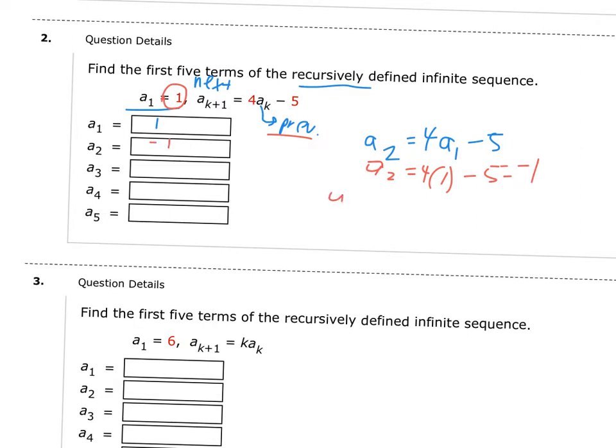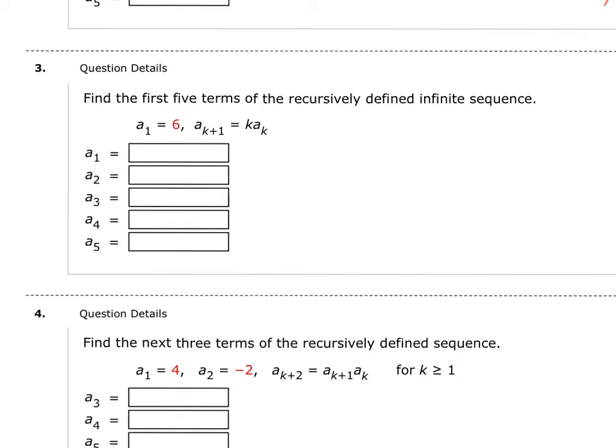So then for a sub 3, same idea. I'm going to do 4 times the previous term minus 5, but now my previous term is negative 1. So negative 4 minus 5 is negative 9. So that'll be my a sub 3. And that pattern is just going to continue. Just every time do 4 times your previous term, whatever it was, minus 5.